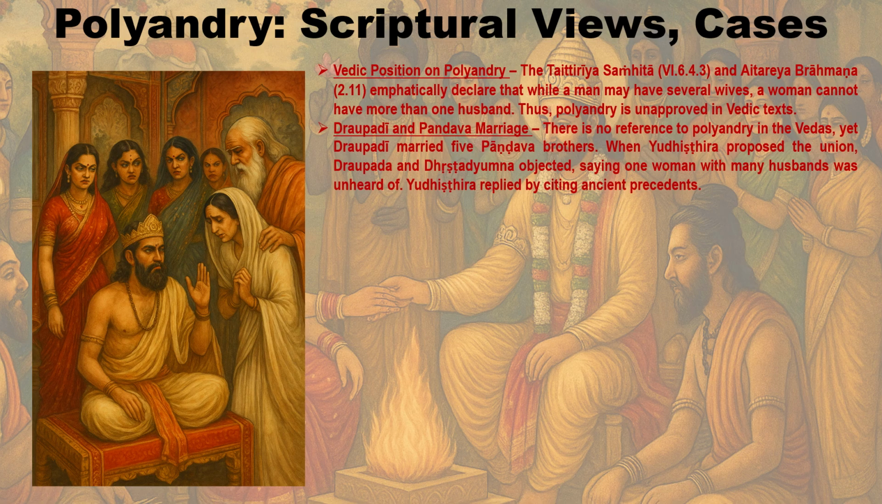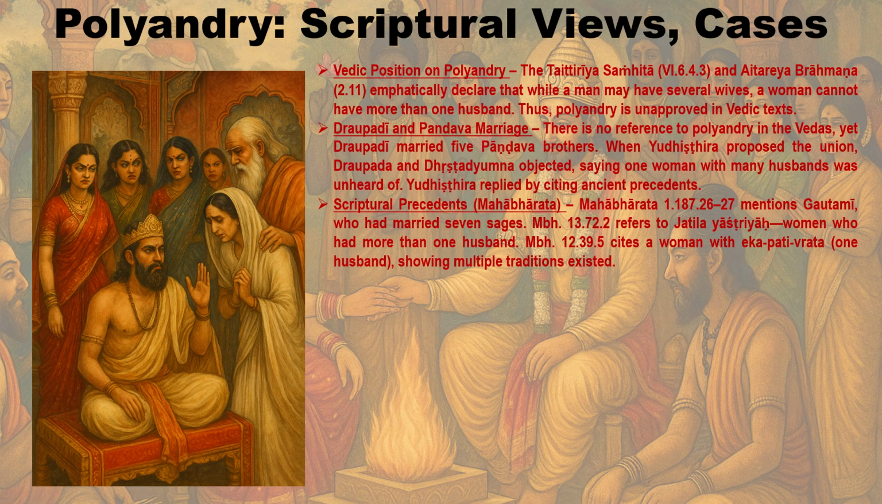When Yudhishthira proposed the union, Drupada and Dhrishtadyumna objected, saying that one woman with many husbands was unheard of. Yudhishthira replied by citing ancient precedents. The Mahabharata mentions Gautami, who had married 7 sages. It refers to Jatila, a woman who had more than one husband. It also cites a woman with Ekapati Vrata, one husband, showing multiple traditions existed.